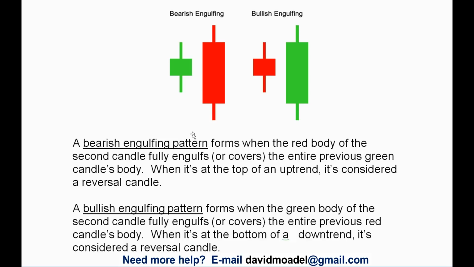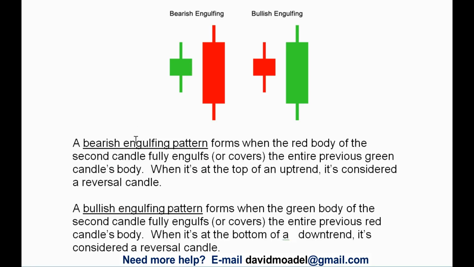All right, so this is the bearish engulfing candlestick pattern involving two candlesticks, and this is the bullish engulfing pattern, again involving two candlesticks. Both of these patterns involve the relationship of one candlestick to the next one.